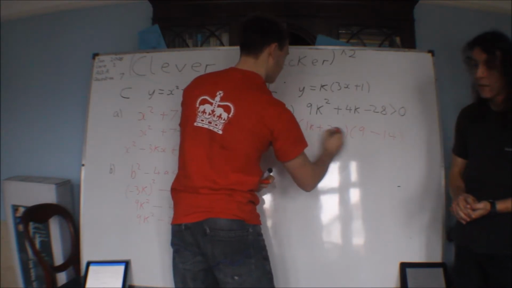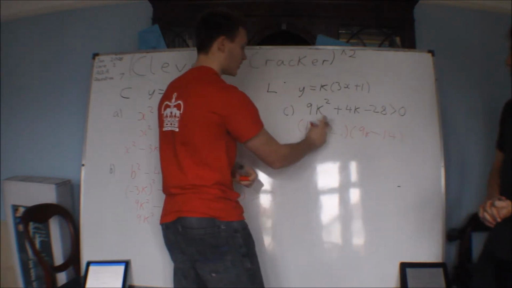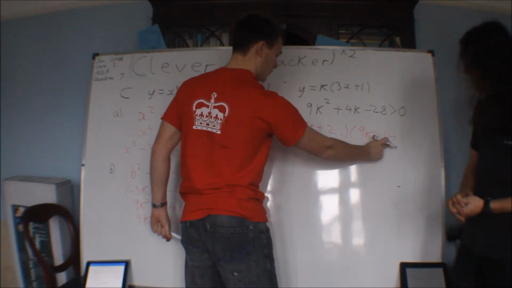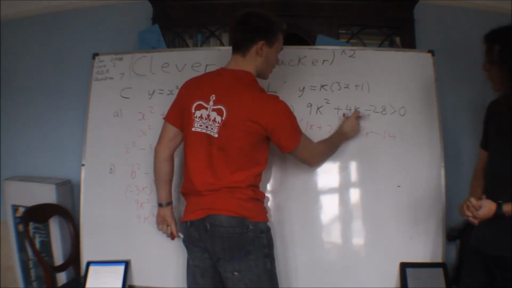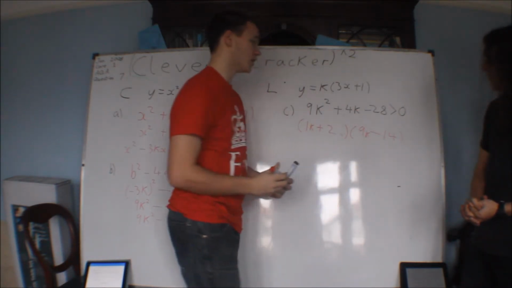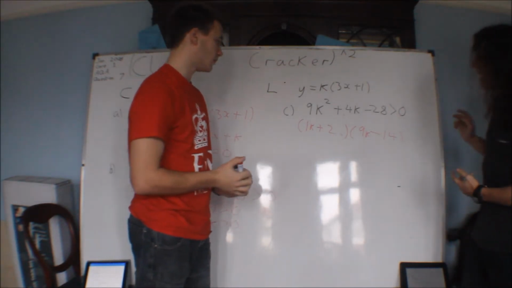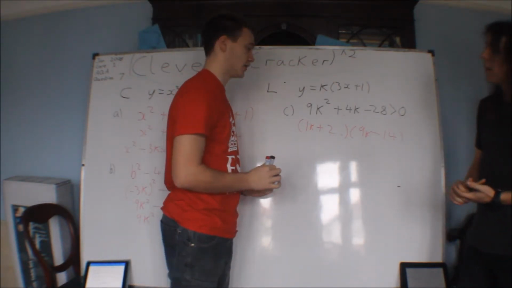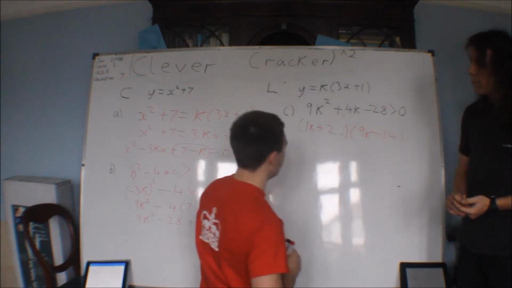It's K instead of X. And you can check it by expanding. Minus 14 plus 18K is going to get you 4K, and that's going to give you your minus 28. But sometimes that's really difficult to do. And we haven't finished the question yet either.